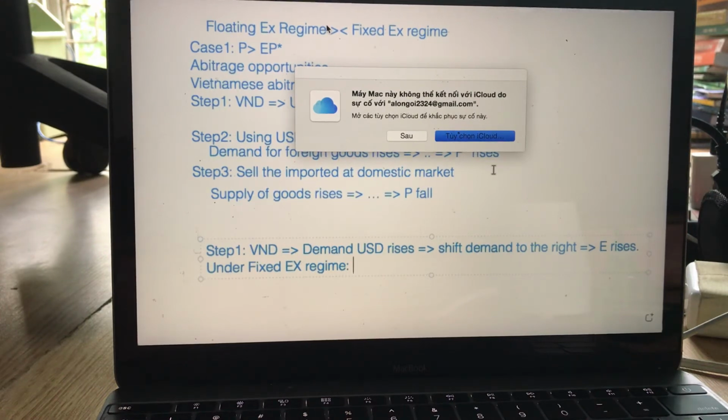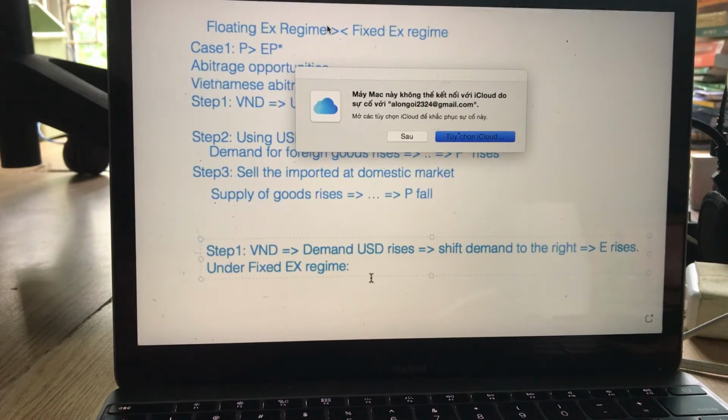Any answer? Sell USD. They have to sell the USD, right? And shift the demand curve to the right. No, should shift the supply curve to the right.